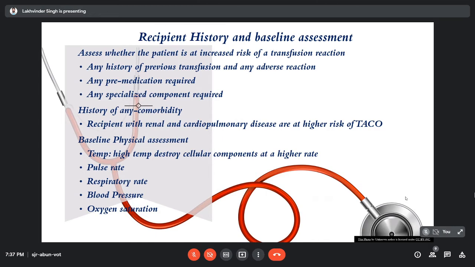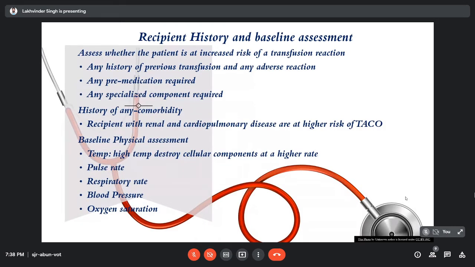And any specialized component required, like if on the form it's mentioned that the patient has a history of febrile reaction during transfusion, so you know that the patient may develop a febrile reaction again. So you can reduce the leukocyte count, because when you remove the leukocytes from the blood bag, the chances of febrile reaction go down. You can only judge all these points if you have the complete recipient history.